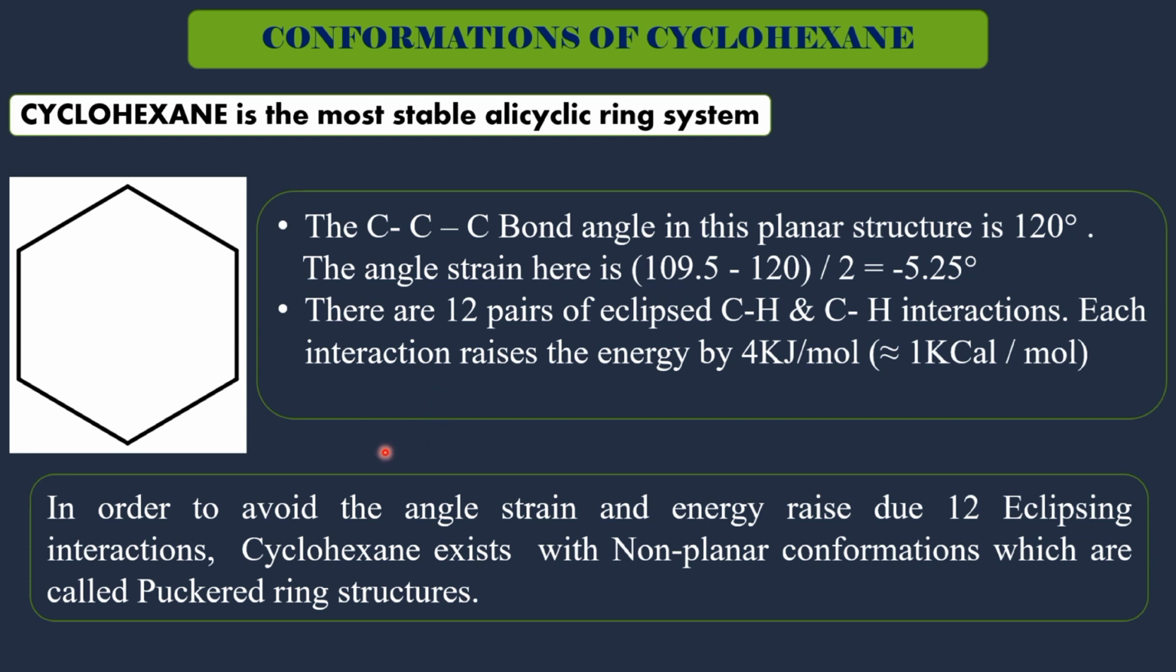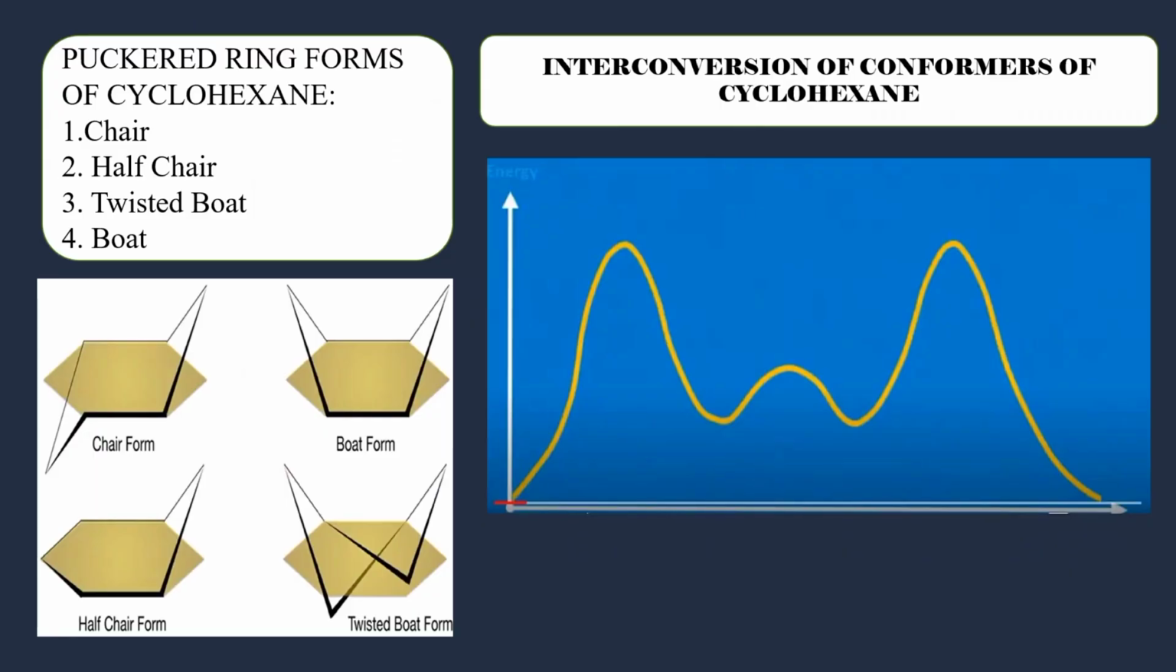In order to avoid the angle strain and the energy rise due to the eclipsing interactions, cyclohexane exists in non-planar conformations which are called the puckered ring structures. The different non-planar conformations of cyclohexane are chair form, half chair, twisted boat and boat form.